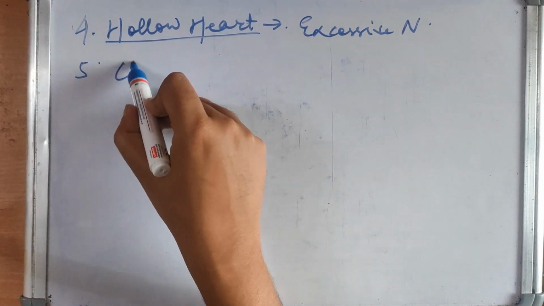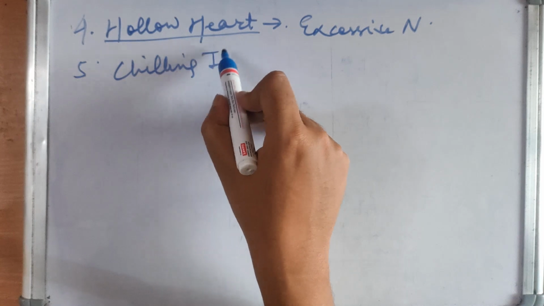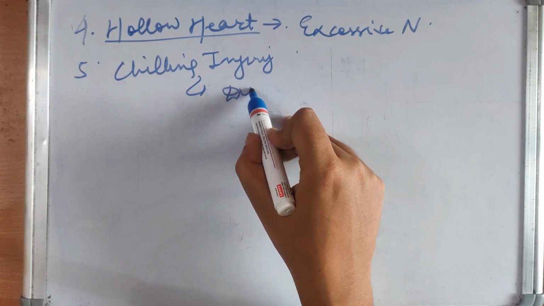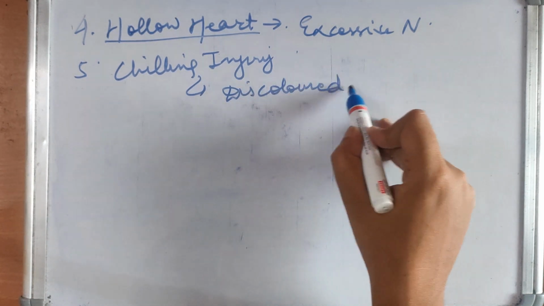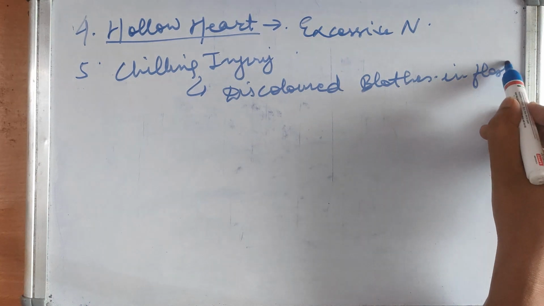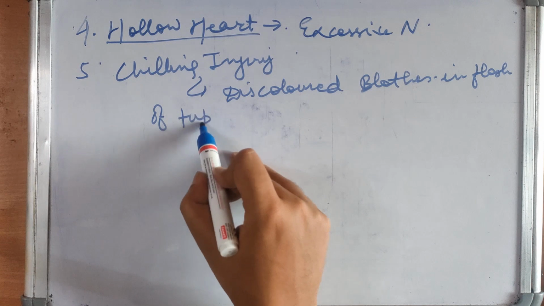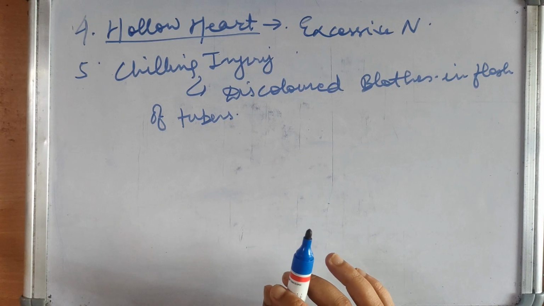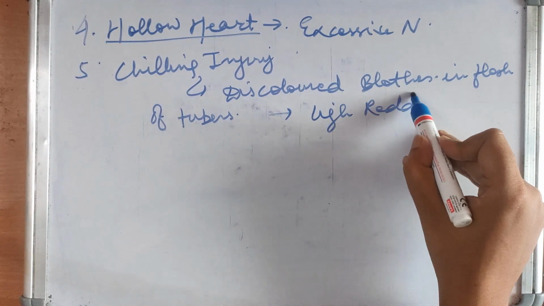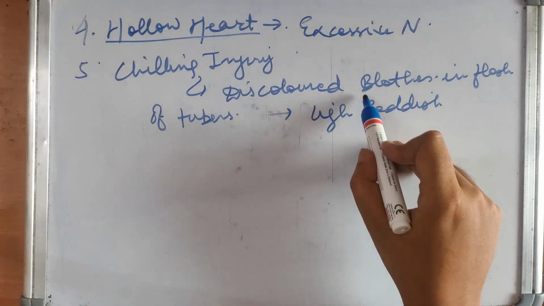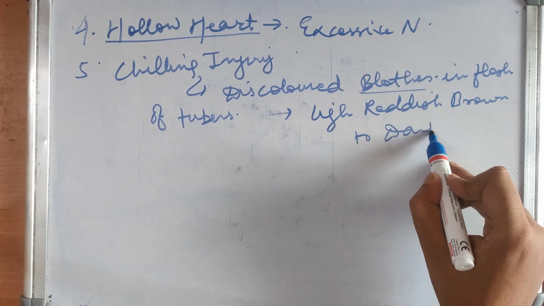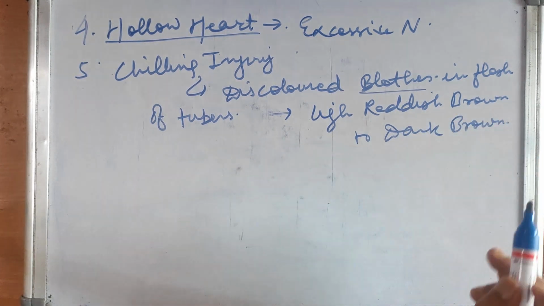Another one is chilling injury. Here you will discover discolored blotches in the flesh of tubers, which vary from light reddish brown to dark brown. So these are major physiological disorders of potato.